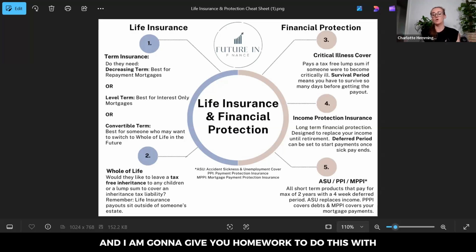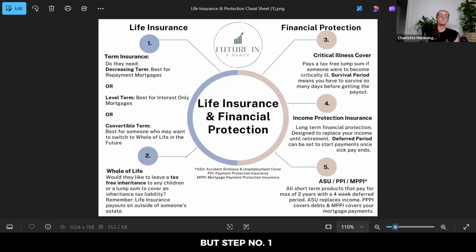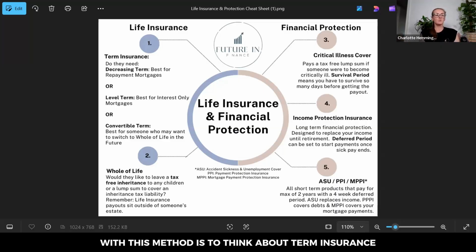And I am going to give you homework to do this with friends, family, and strangers on the street in a second, which will help this really stick in your brain. But step number 1 with this method is to think about term insurance. And we have 2 types. We're going to ignore the third one.